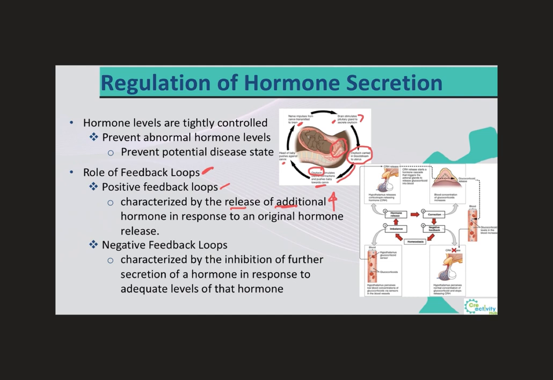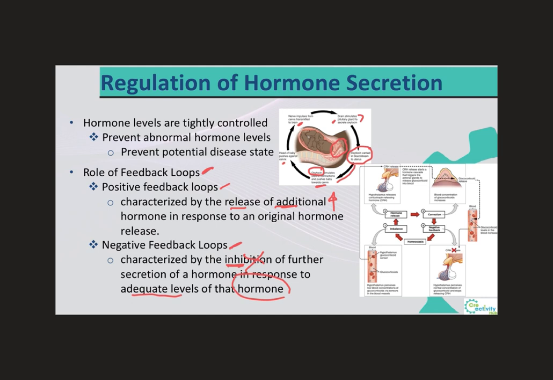Now, in most cases, you're going to have the negative feedback loop, which is basically going to be characterized by the inhibition of a further secretion of a hormone in response to adequate levels of that hormone. Therefore, the hormone is triggered, released, it's being used up by your body, and when you don't need it any longer, then there's a mechanism that will inhibit the release of more of the same hormone. So this is called the negative feedback loop.